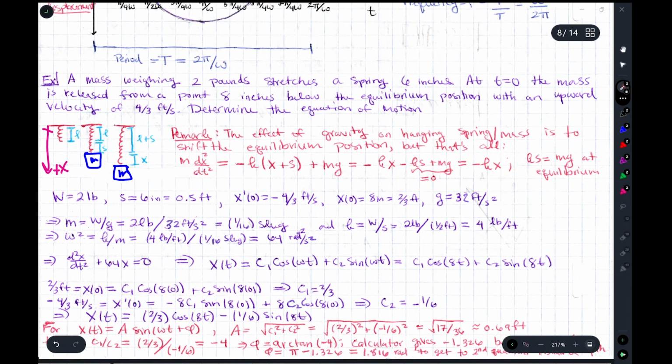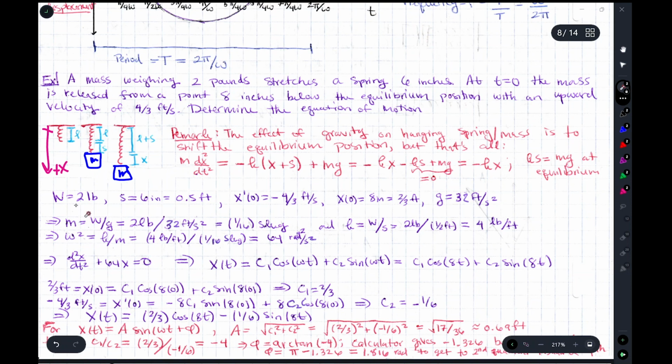So what can we say from all of this? What gravity does for a hanging spring-mass system is merely shift the equilibrium point. Beyond that, the dynamics are the same. We could just ignore it. So we just redefine our x to be what's extended beyond L plus S instead of just L. And beyond that, we could just forget that it's there.